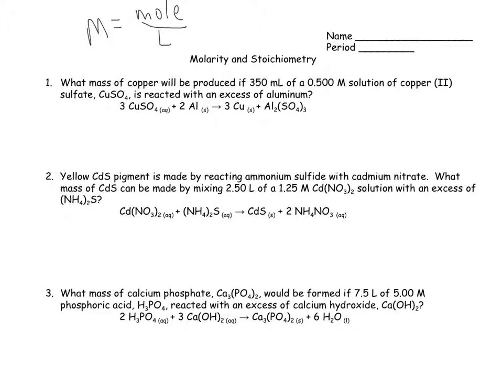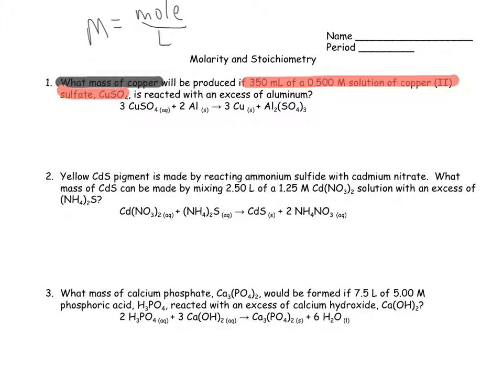Molarity is a capital M, and so when we read this, what we end up seeing is that we're looking for the mass of copper, and we want to know how much of that copper will be produced if we have this much copper sulfate, 350 milliliters of a 0.5 molar solution. So let's try and tackle this here.